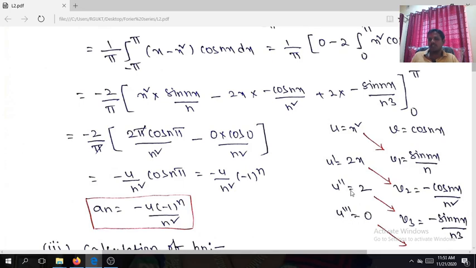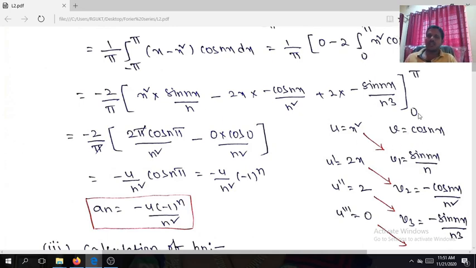u triple dash is the derivative of u double dash, u double dash is the derivative of u dash, u dash is the derivative of u. Like that we have u dash, u double dash, u triple dash. So here, u is equal to x square, and v is equal to cos nx.